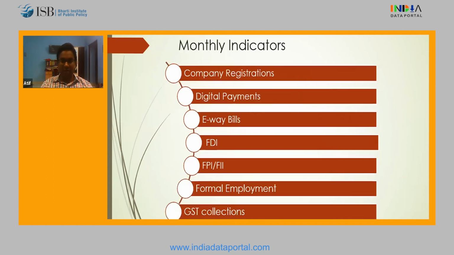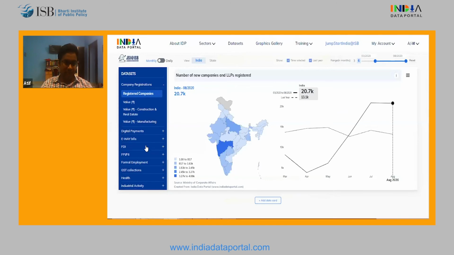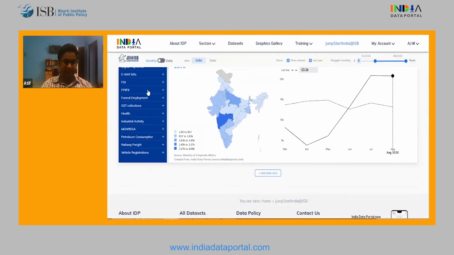Now moving forward to the monthly indicators, we have data on company registrations, which is basically the number of new limited liability partnerships or new companies that have been registered under the Ministry of Corporate Affairs. Then digital payment data, which is the same as the daily data, but aggregated at a monthly level. We have e-way bills data, which is basically the electronic invoice data of the interstate movement of goods, of value more than 50,000. We have data on foreign direct investments. We have data on foreign portfolio investments. These data on foreign portfolio investments are further divided at sectoral level, as we can see on the website. So we have data available for different sectors, as we can see over here.